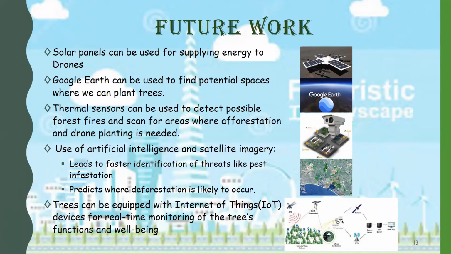Thermal sensors can be used to detect possible forest fires and scan for areas where afforestation and drone planting is needed. And the use of AI, artificial intelligence, and satellite imagery, as you can see on the right hand side, would lead to faster identification of threats like pest infestation, etc. And it would be able to predict where deforestation is likely to occur.